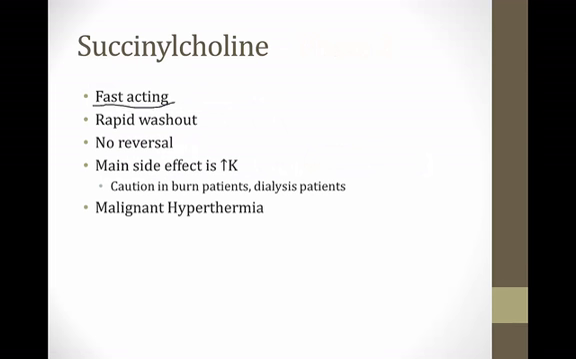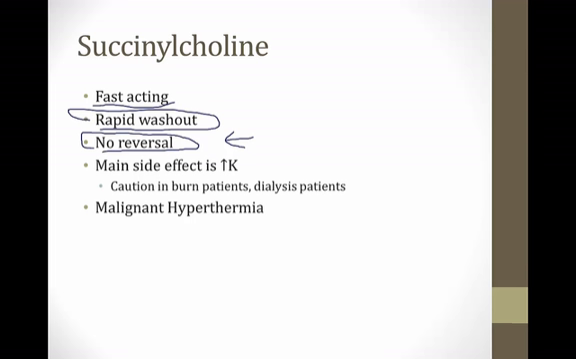Succinylcholine is very fast acting. It has a quick onset of action and then a rapid washout. One very important thing to know is that there's no reversal of the effects of succinylcholine. So with the other neuromuscular blocking agents that we'll talk about in a minute, you can administer an acetylcholinesterase inhibitor to flood the synapse with acetylcholine and reverse the effects of the paralytic agent. That is not done with succinylcholine. The reason is because during that phase 1 depolarizing block, succinylcholine is bound to the receptor sites, and flooding the synapse with more acetylcholine will not help.